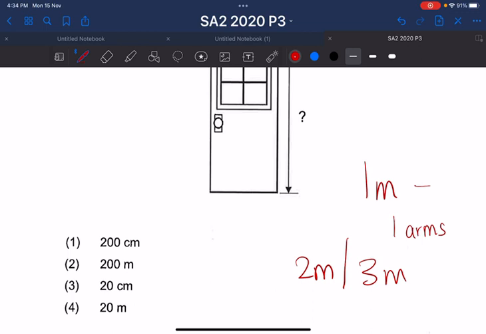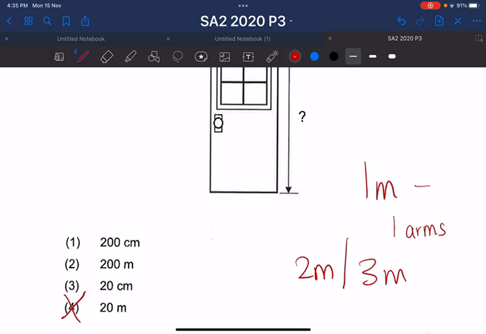Okay? 20 meters. Let's look at the most ridiculous answers. Okay? 20 meters is definitely out. That's way too high. So we cancel that. Alright, but of course in the paper you cancel it nicely. Option 4 is not correct.